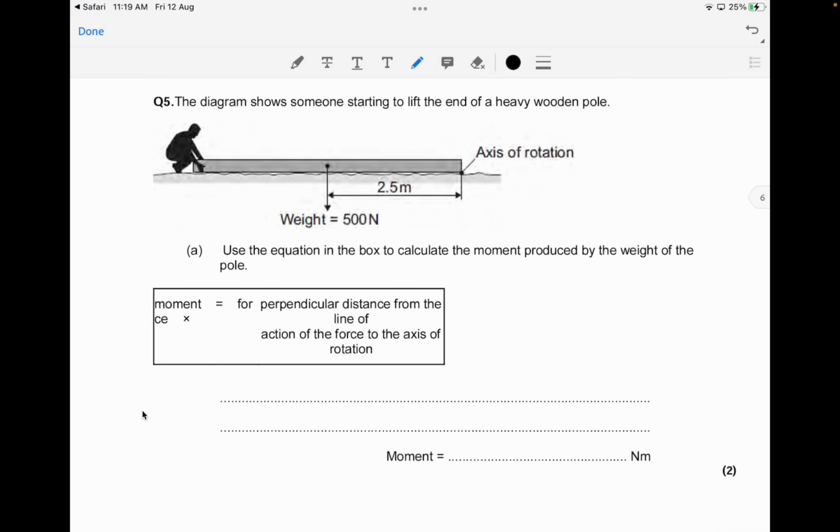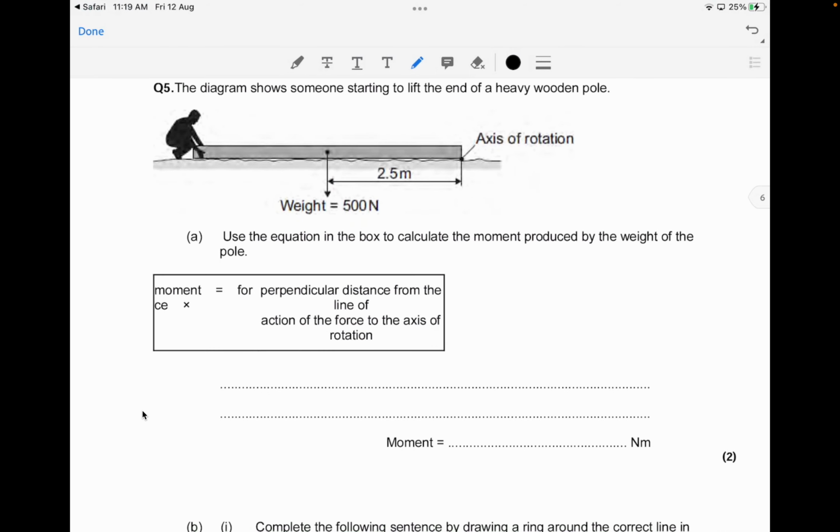Now, the next question states that the diagram shows someone starting to lift the end of a heavy wooden pole. And we have to use this formula again. Let's use the formula triangle MFD, which just means that moment is equivalent to force times distance. So you can check if all the values are correct. Force is in newtons, distance is in meters, so it's all okay. We're going to use it in our equation.